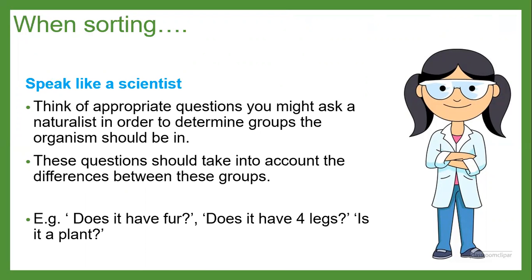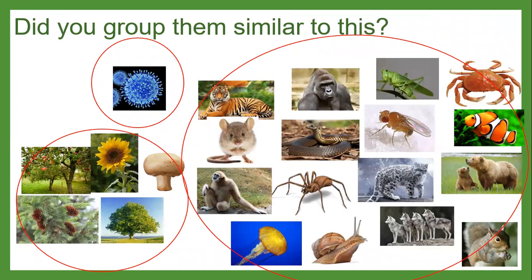So let's have a look. Does it have fur? Does it have legs? Is it a plant? Is it an animal? So you could have grouped your animals like this. You've got all the animals in the big circle here. They're all animals. Then you've got plants. And you've also got bacteria. So you could have grouped them like that.